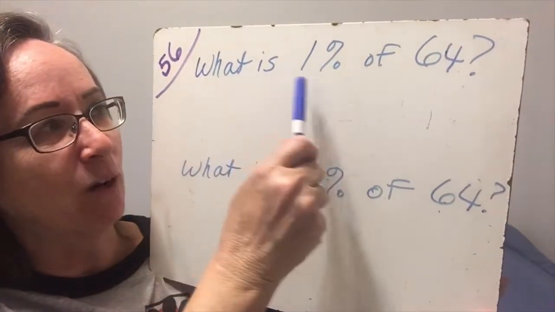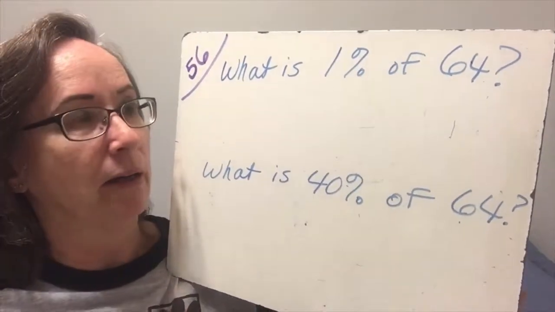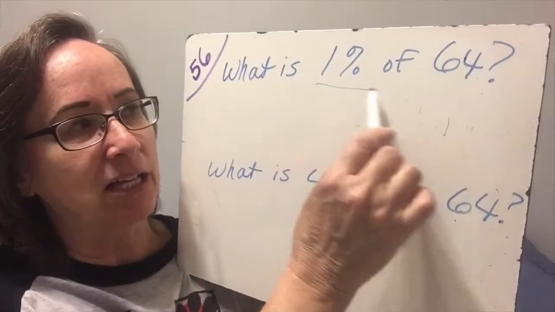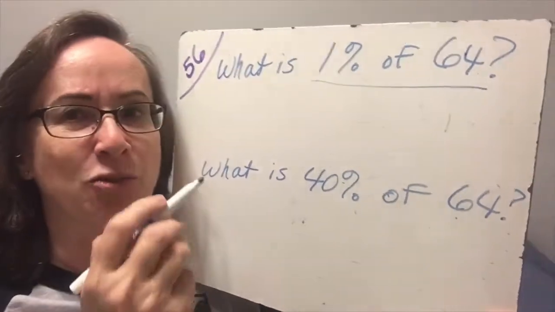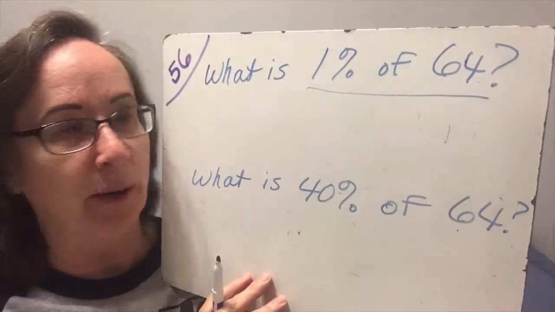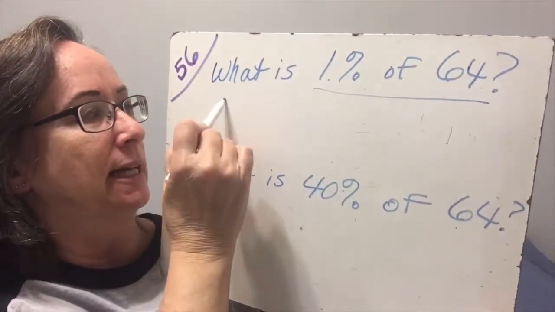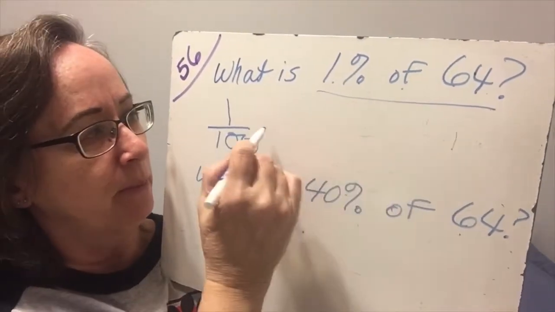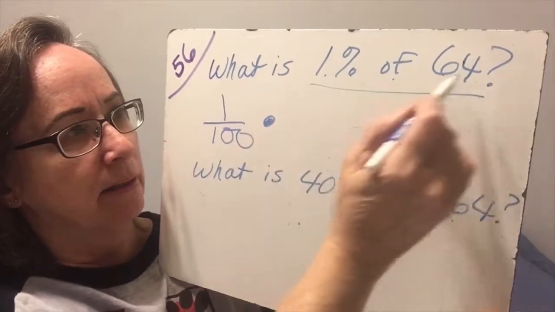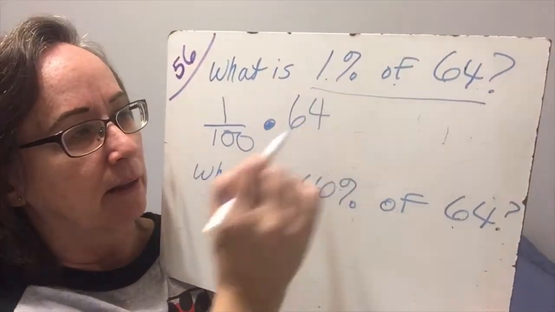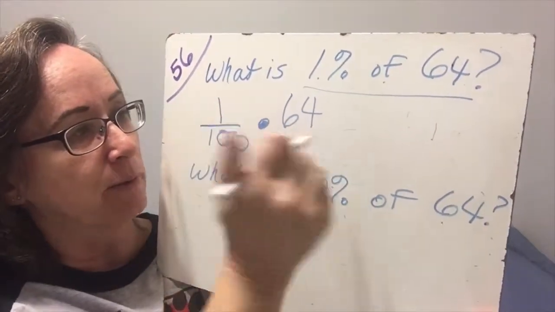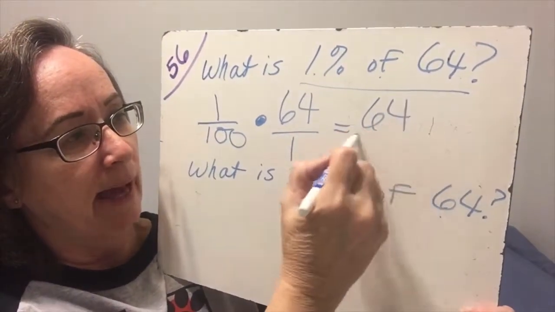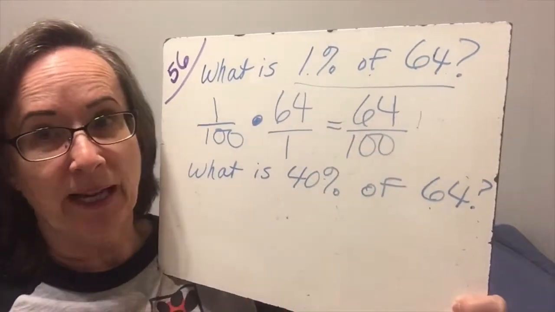Okay, what is 1% of 64? Well, let's do it 2 ways. Let's think of the actual words and let's write it out in a little sort of formula. 1% is 1 out of 100. Of means times 64. Okay, so 64 times 1 is 64 out of 100. That's all we have to do.